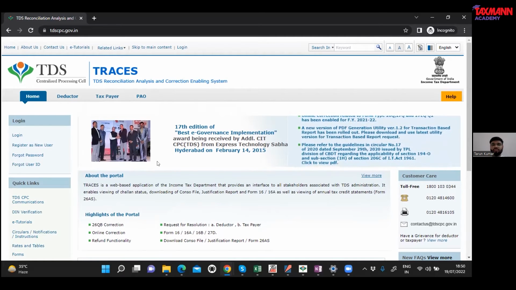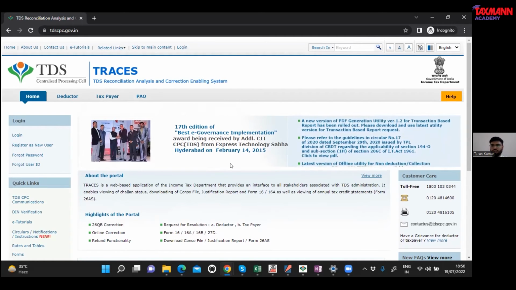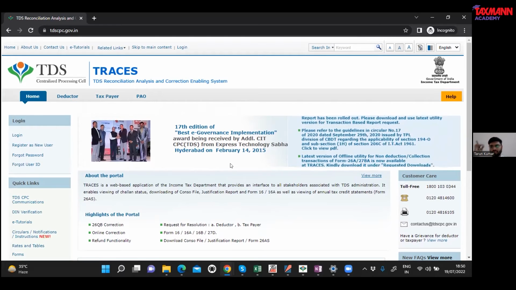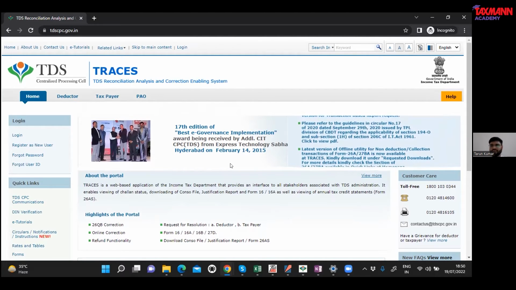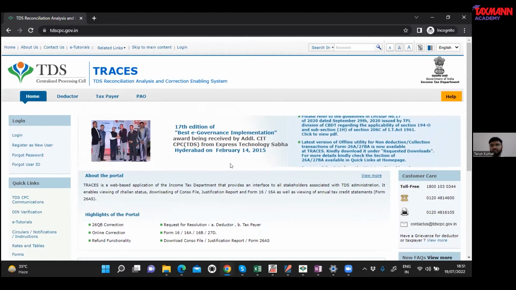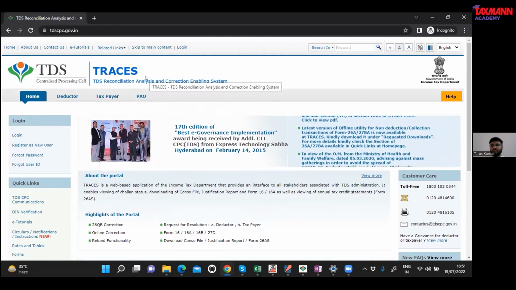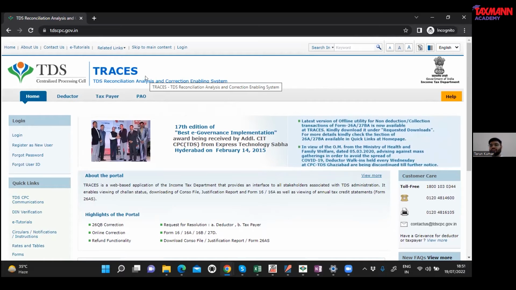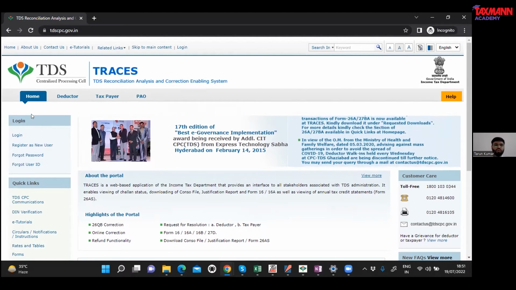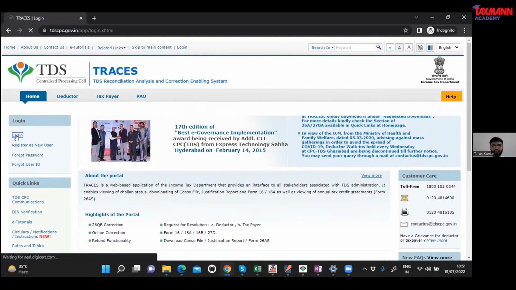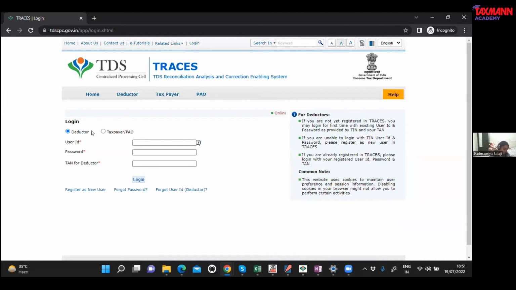This is, I think, the first time you must be interacting with this website, or while creating the login, we had a session on how to create the login. You have understood registration, right? This is the TDS CPC website through which the TDS certificates are downloaded. So you need to go here and log in. There are 2 types of login, as a deductor or as a taxpayer. So we need to log in in the category of deductor.